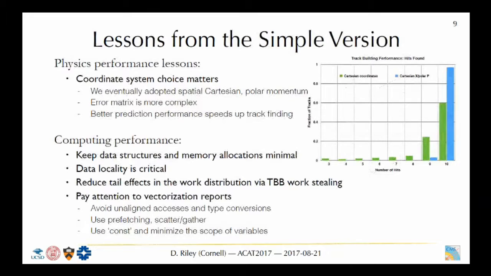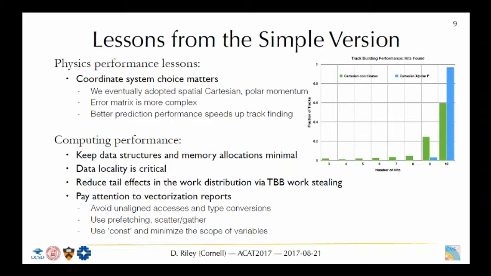And the lessons we learned from the exercise of doing things simple first: everybody who's ever done track building knows their coordinate system matters. And we had to play around a bit with different coordinate systems. We found one that we could vectorize well, but also gave us decent physics performance. I have an illustration here of what happens if you make a poor choice of a coordinate system. And we ended up with one where the spatial coordinates are Cartesian and the momentum coordinates are polar.